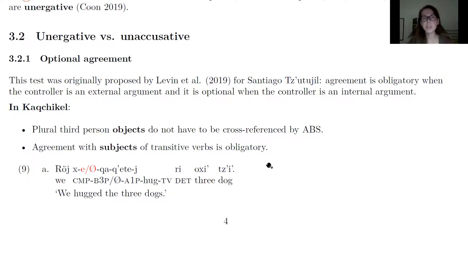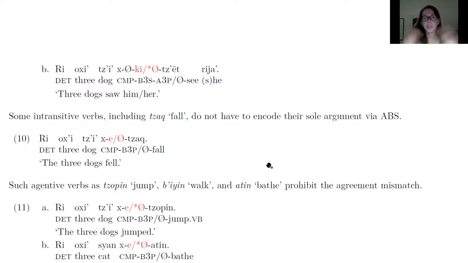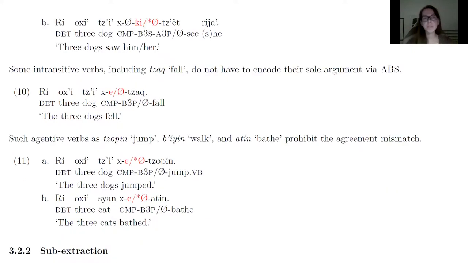And so when we now take a look at intransitive verbs, they fall very neatly into two different categories. Some of them, such as for instance the verb tsak, fall, don't have to encode their sole argument via this absolutive clitic. And so in that case, this sole argument behaves as an internal argument. And then some other verbs such as tsopin, piyin, and atin, those verbs that you've just seen in those examples earlier, their sole argument patterns with the transitive subjects. And it does not allow this optionality in agreement, which is really nice.